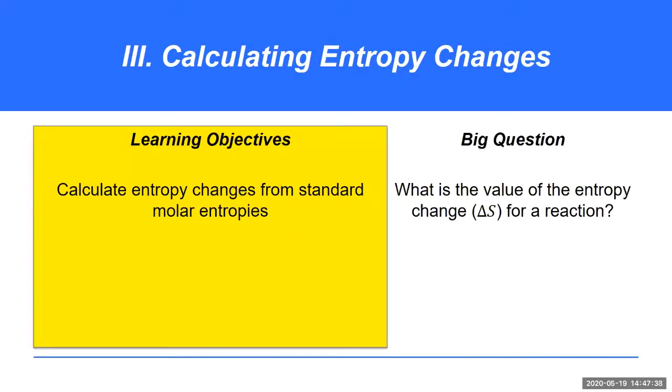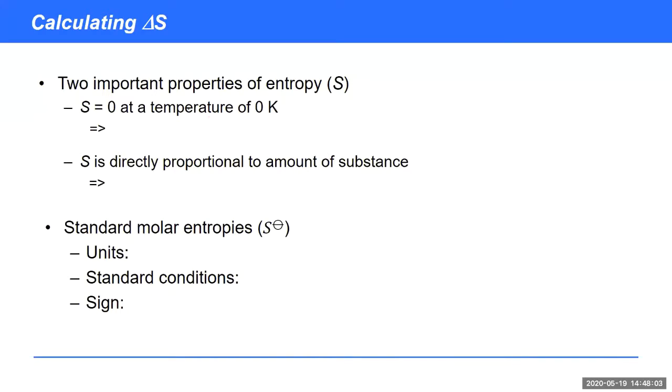Calculating entropy changes. So this is where we start to get quantitative. What is the value of the entropy change for a given reaction? We're now going to be dealing with entropy quantitatively. So we're looking at actual sizes of entropy changes. So here we go. Two important properties of entropy.